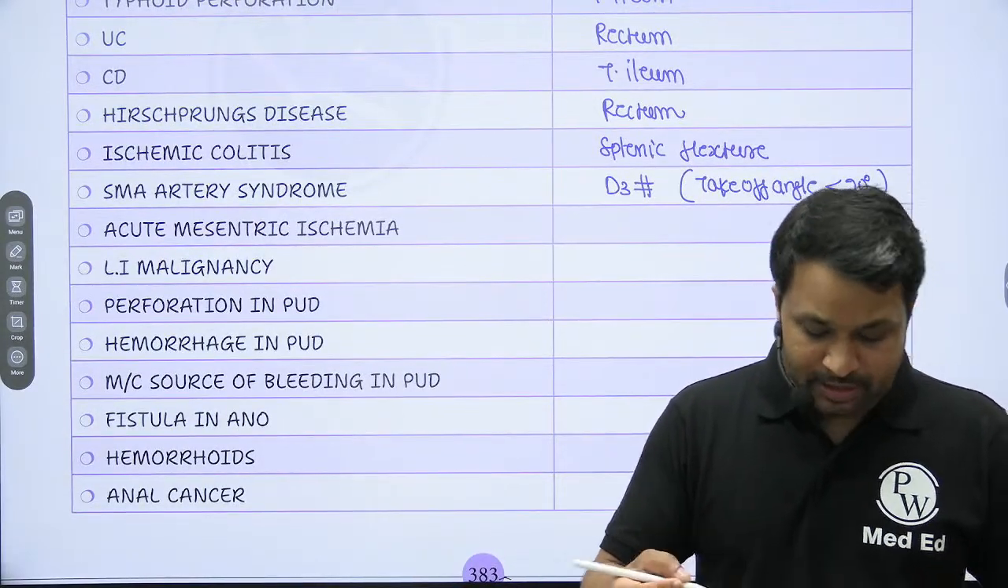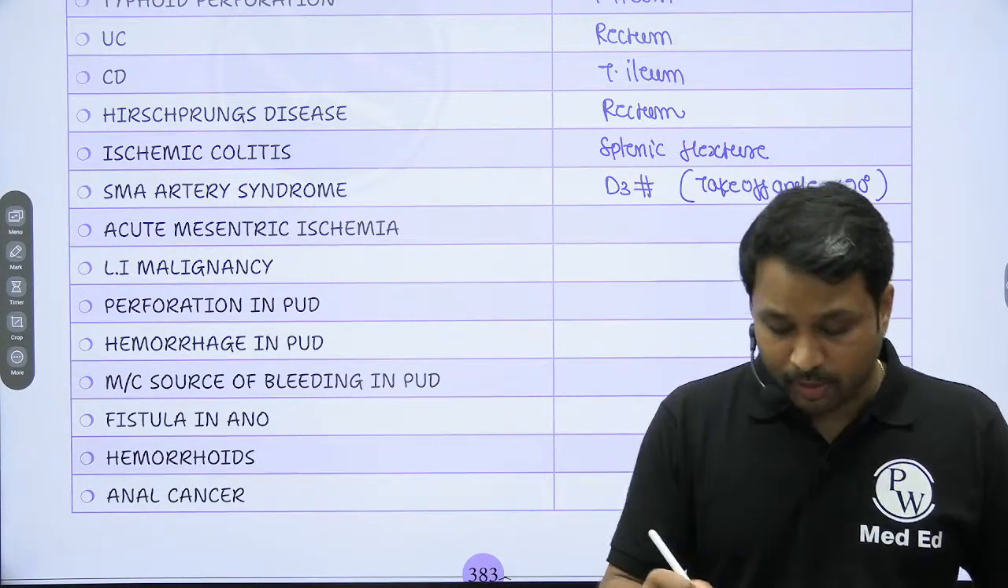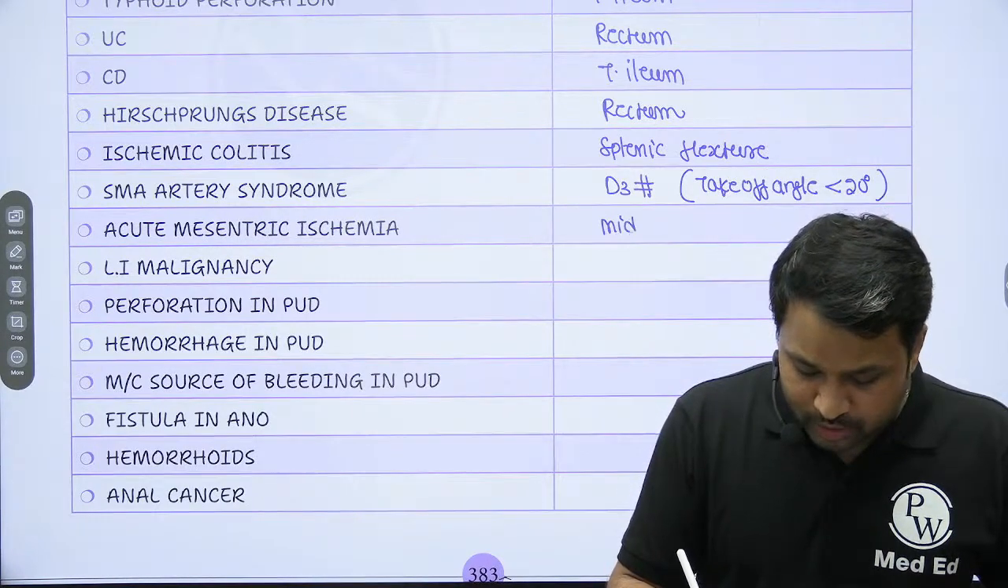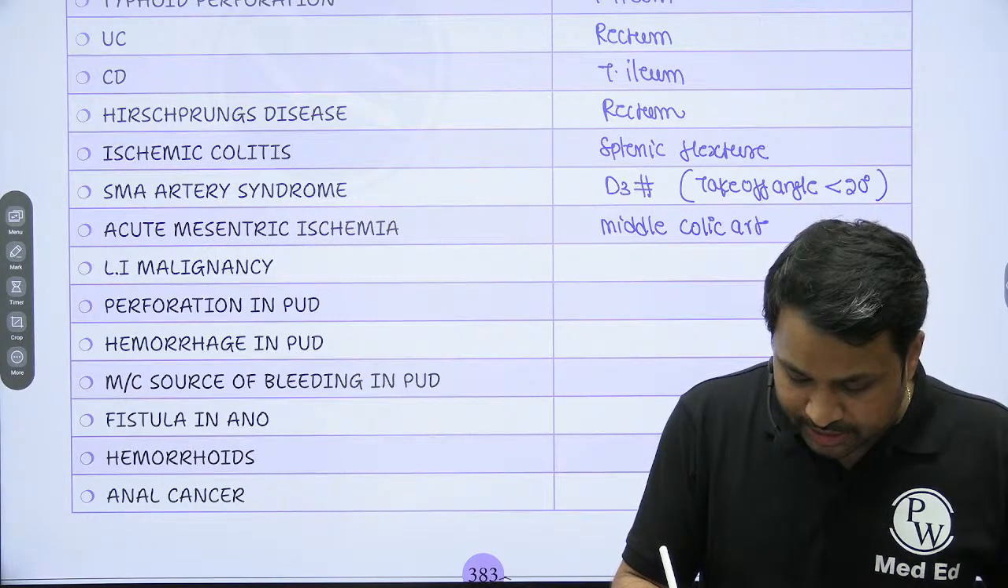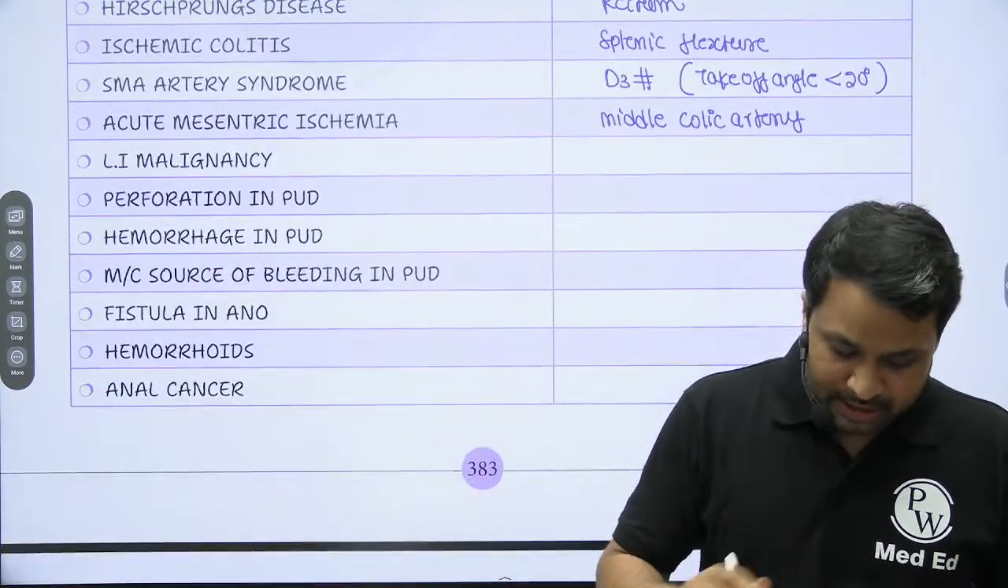Acute mesenteric ischemia के लिए most common site कौन सा है? Acute mesenteric ischemia में if you want to talk about, it is the middle colic artery that is going to get occluded. It is the middle colic artery that is going to get occluded for acute mesenteric ischemia.